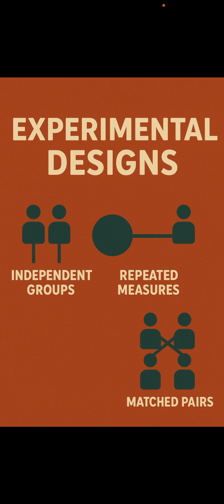The first one is a repeated measures design. This is where you'll have one group of participants and you will decide that they will take part in both conditions of your experiment. This is really good because it means you need less participants and you're going to have no participant variables because you've got both conditions being done by the same participants.